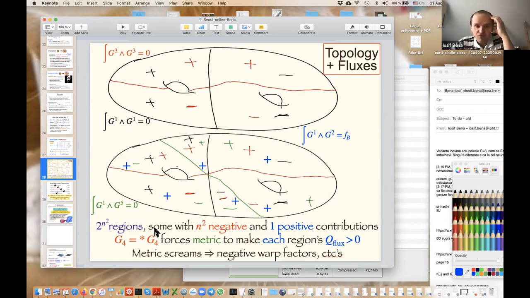But then at the end of the day, you have to have G4 equals star G4. And when G4 equals star G4, this implies that locally, everywhere on the Calabi-Yau, this has to be positive. So this region, which has, again, n squared negative guys and one positive guy, has to somehow turn out positive. And that's where the problem is going to be.